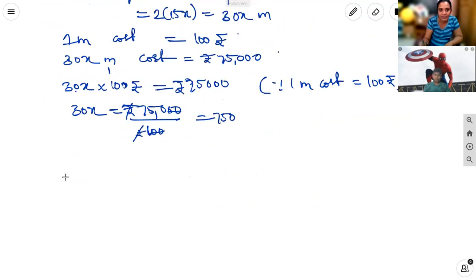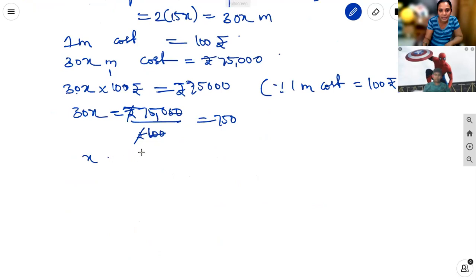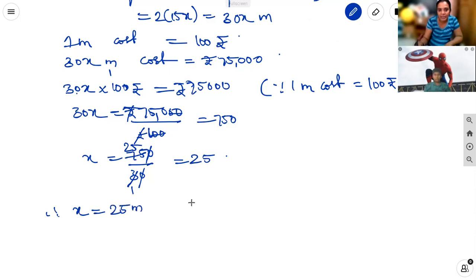750 is the 30x value. So here x equal to 750 by 30. Zero cancel, 3 2s are 6... x equal to 25. Therefore x equal to 25 meters.